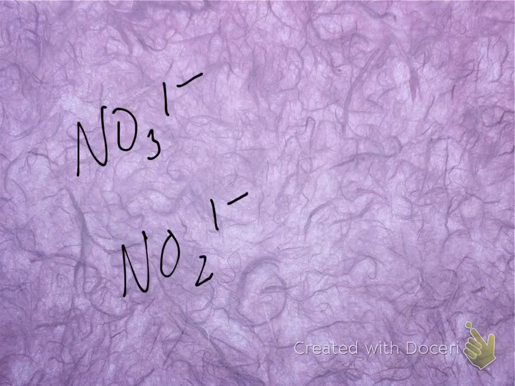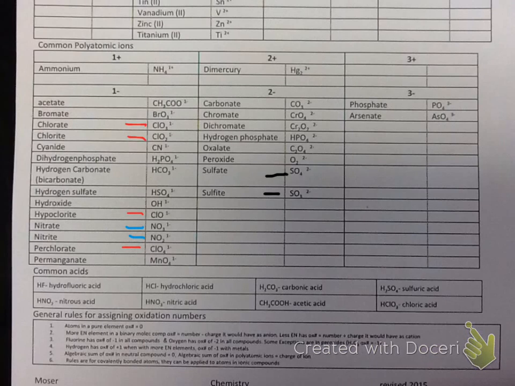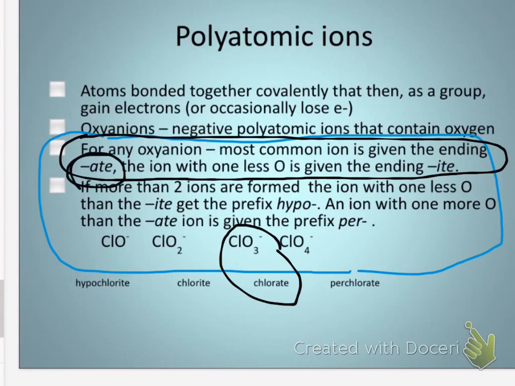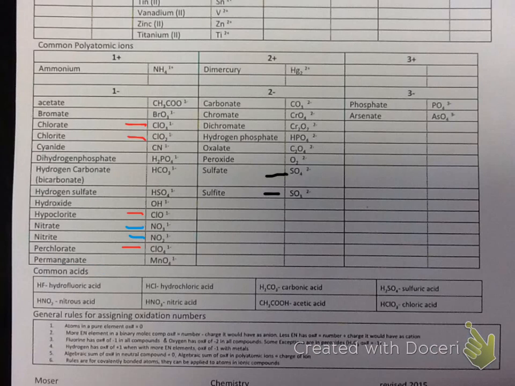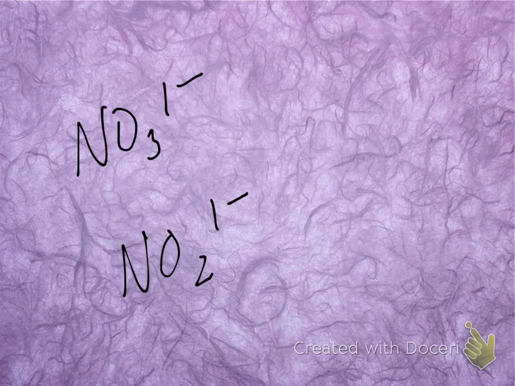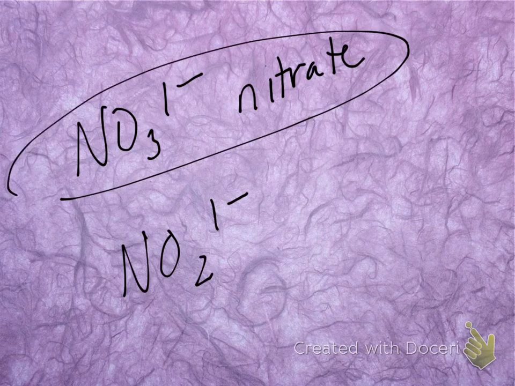Got it? Okay. So what are you looking at as the clue that it's more common? You're looking at the ATE ending. So what are these called? Nitrate, nitrite. So which one's more common? NO3 1-. This is the nitrate ion. It is more common.